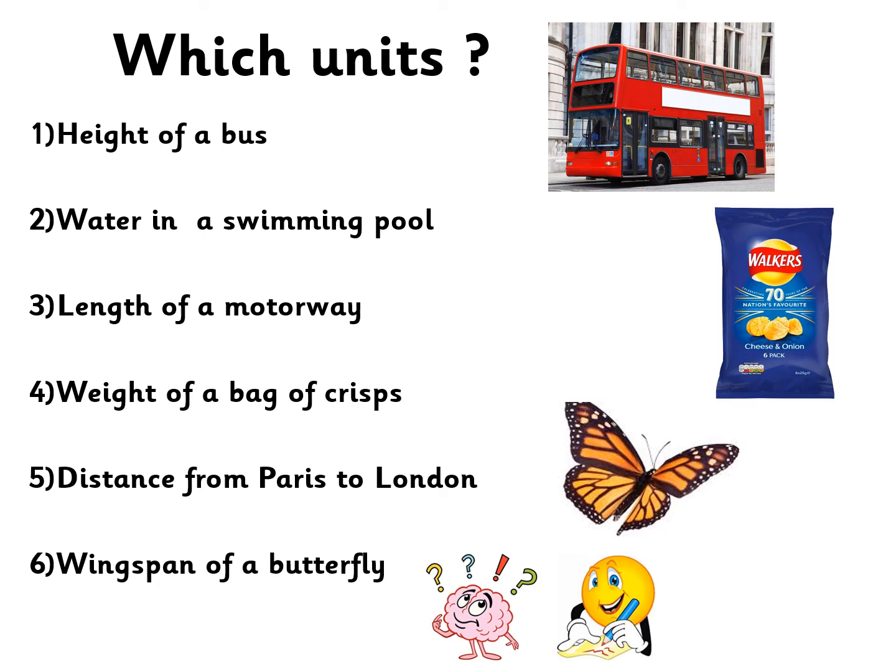Here is your final challenge of the week. Which units would you use to measure the following things? The height of a bus, the water in a swimming pool, the length of a motorway, the weight of a bag of crisps, the distance from Paris to London, and the wingspan of a butterfly. Remember, you can pause or press Escape to give you time to think and write down your answers.